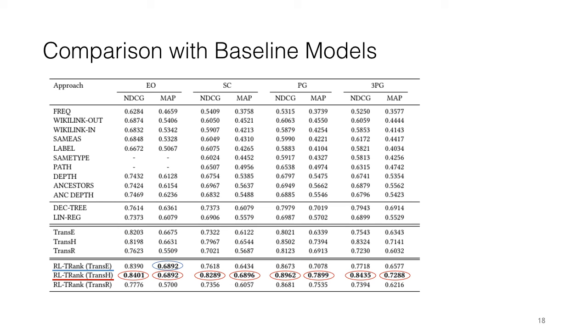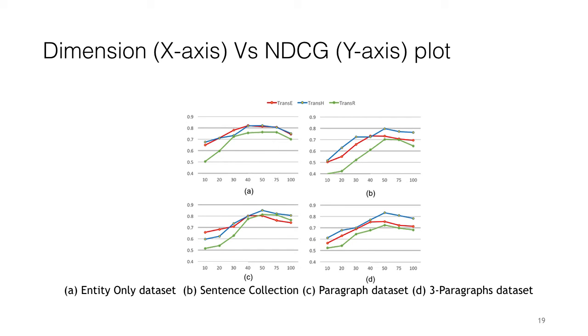In other datasets, RLT rank with TransH shows the best performance, as you can see in the red circles. We also observed that the embedding dimension of structure embedding models affects the performance of RLT rank models, the combined approach. TransE achieved the best result with dimension size 40 for the dataset EO, while for other datasets, TransH performed better with dimension size 50. We observed that for dimension size less than 50, the performance decreases gradually for all models in our 4 datasets. As you can see, the effect of the dimension size is in the figure.